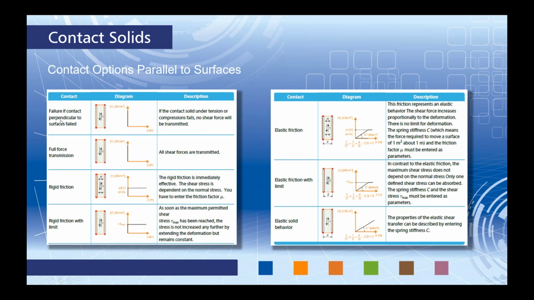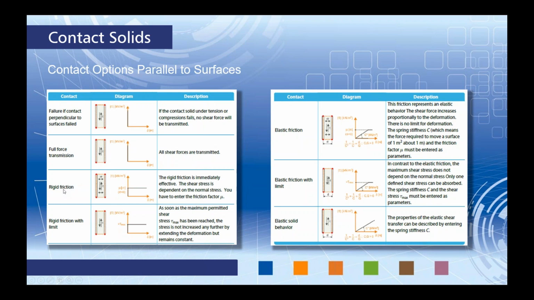The first option is failure of contact perpendicular to our surfaces failed. So we just set the option for the perpendicular behavior that it would fail in tension. So the option parallel to surfaces then would also fail whenever we have tension within our plate. So it's just a relationship between those two behaviors. Full force transmission, this means that all shear forces will be transmitted. This is despite whatever is going on normal to our surfaces. We'll always have full transfer of those shear forces.